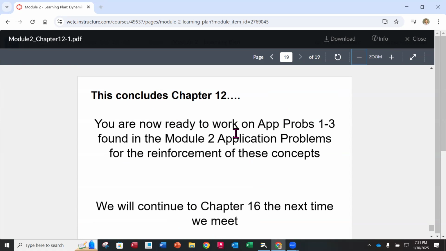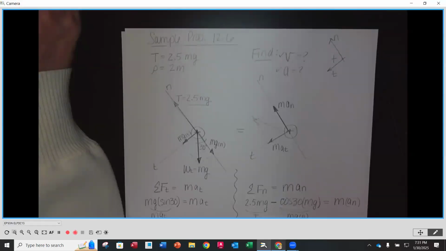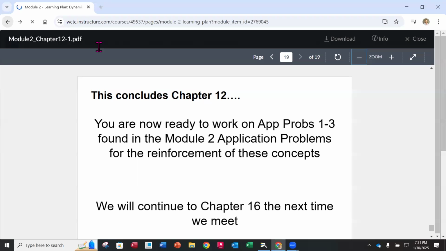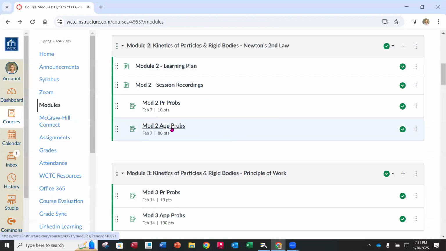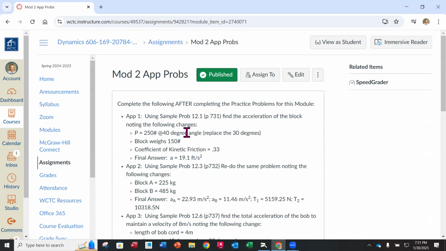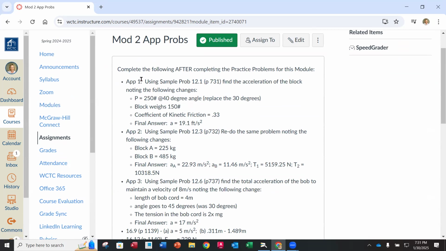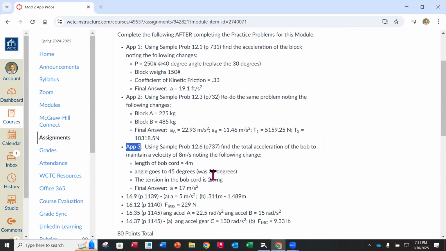You would be ready to solve these 3. So you could start working on these this evening or before the next time that we're together. If I go back here and exit out of my PowerPoint, and go to my applications, module 2 application problems, you will find app 1, app 2, and app 3. These are not from the book. These are based on the 3 sample problems that we did.